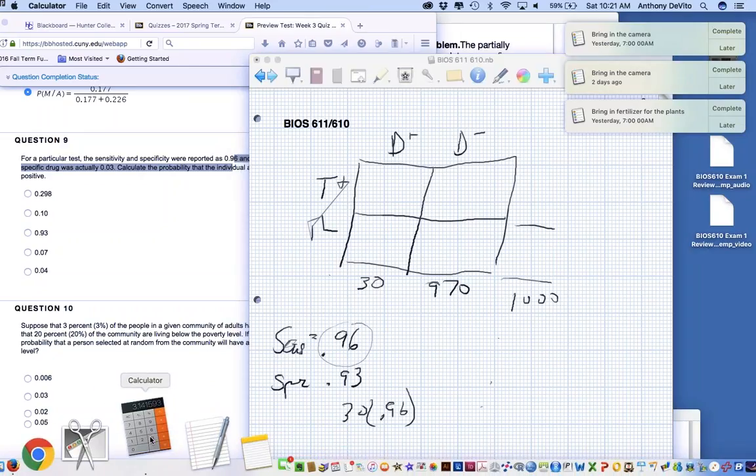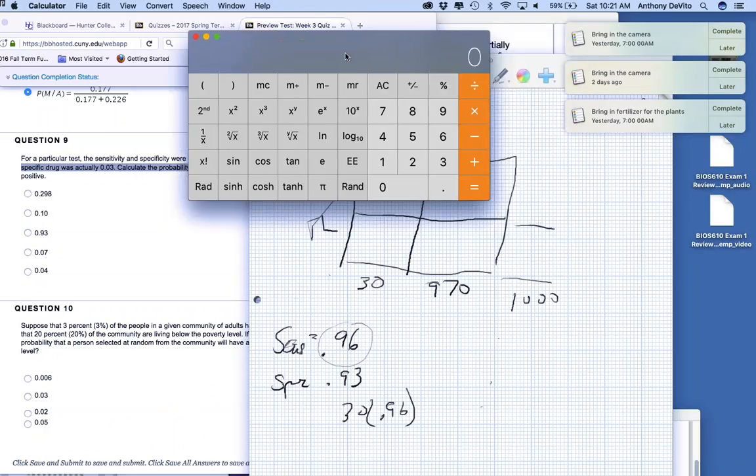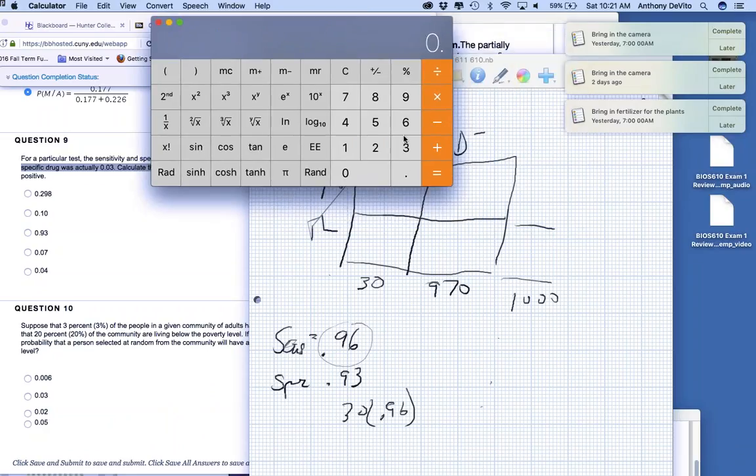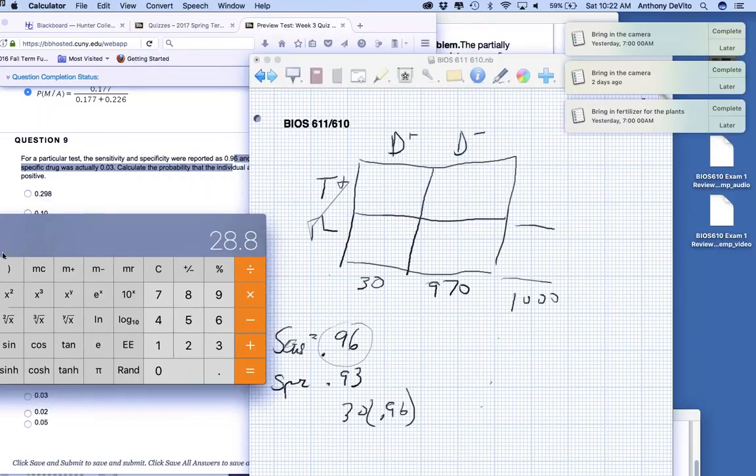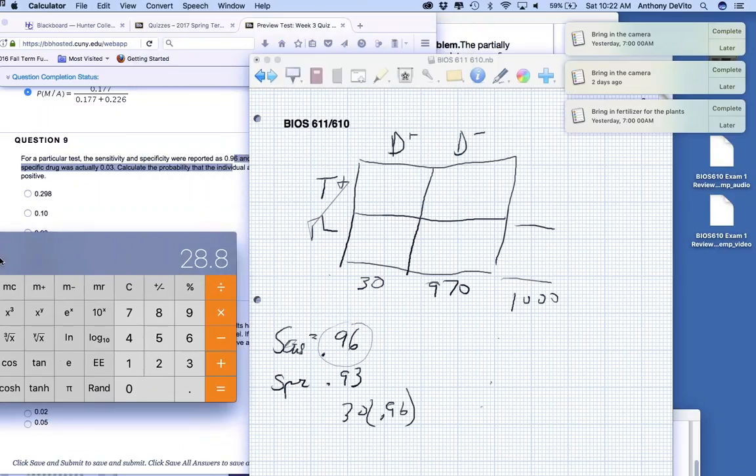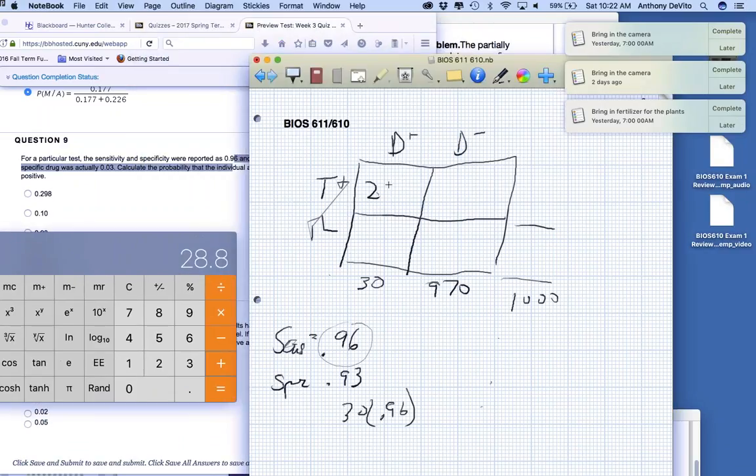It's going to be a little sloppy here. 30 times 0.96 is 28.8. Okay, so 28.8 times we'll get it right, and 1.2 times we'll get it wrong, right? It's going to add up to 30 people, right?